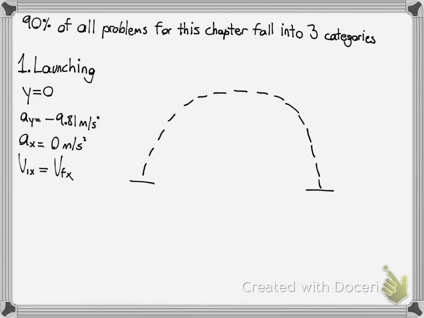So you can see here why the displacement in the y is 0, because the object falls back to the same height that it did in the beginning, or from where it was launched. Therefore, we'd say that the displacement in the y would have to be 0.